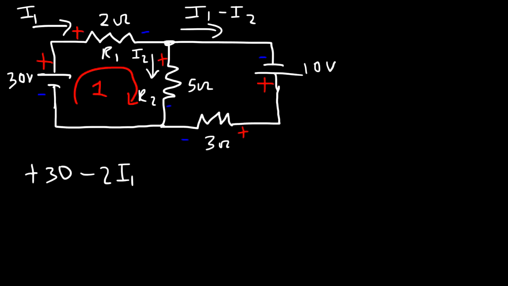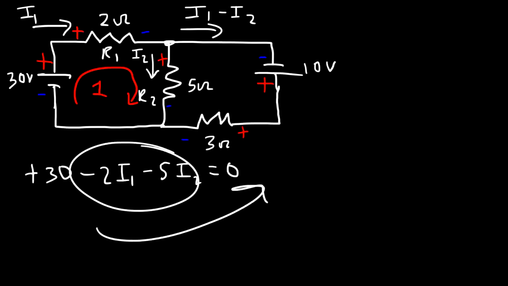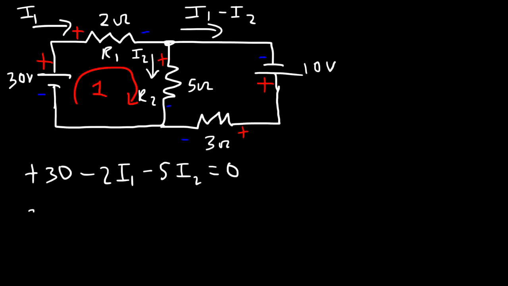And now following the loop, we're going to go in this direction, that's in the direction of the current towards the low potential. So that's another voltage drop of I2 times the resistance of 5, so that's going to be negative 5I2. And so that's equal to 0. Now I'm going to take these two terms and move them to the other side. So now I have this equation: 30 is equal to 2I1 plus 5I2. Now let's save this equation for later.